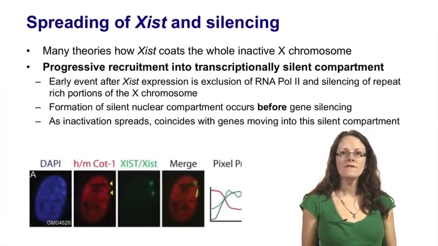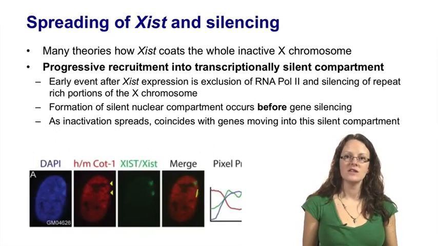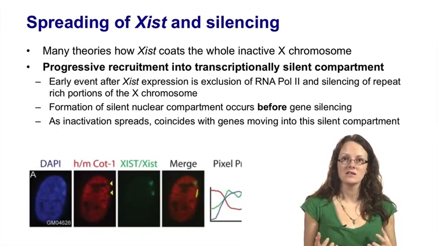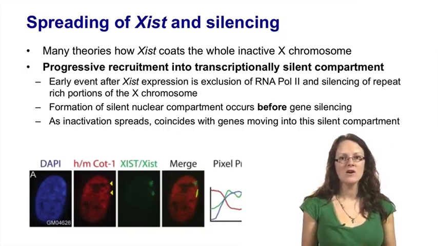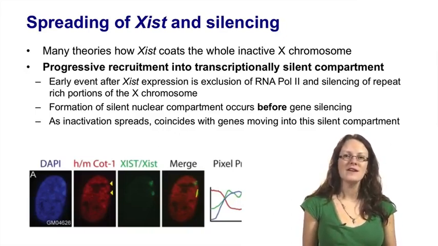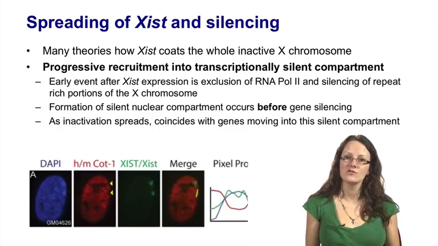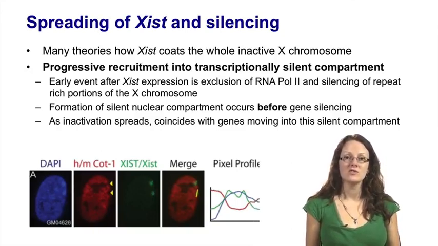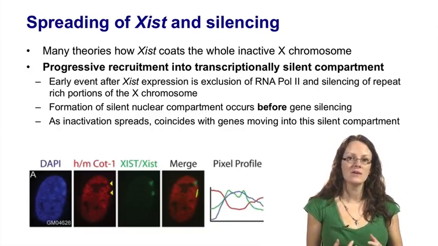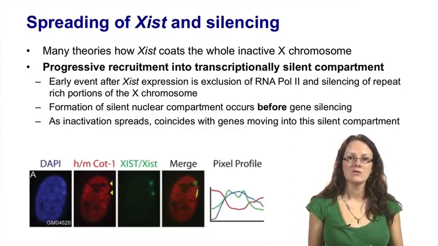So after this initiation of Xist expression, the next stage is spreading of Xist and the silencing that ensues. Over the years, just like with counting and choice, there have been a very large number of theories about how this might occur. But I think now the prevailing model, and the one that everybody seems to accept, is that there is a progressive recruitment of the X chromosome into a silent nuclear compartment. What I mean by a silent nuclear compartment is a region where RNA polymerase II is excluded. So the RNA polymerase that actually transcribes genes is removed from this region, and the X chromosome is drawn into this region.